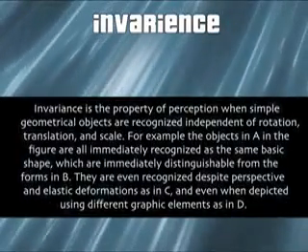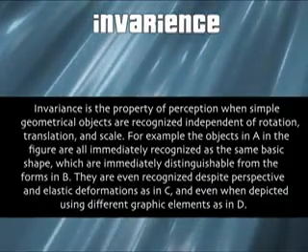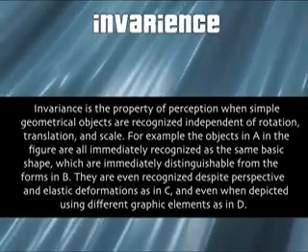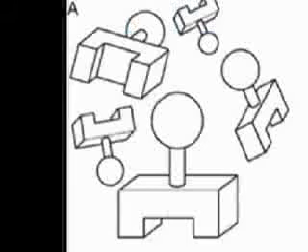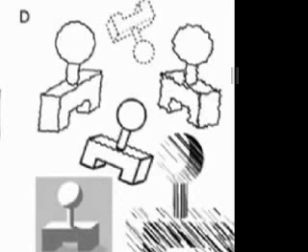Invariance is the property of perception whereby simple geometrical objects are recognized independent of rotation, translation, and scale, as well as other variations such as elastic deformations, different lighting, and different component features. For example, the objects in A and the figure are all immediately recognized as the same basic shape, which are immediately distinguishable from the forms in B. They are even recognized despite perspective and elastic deformations as in C, and when depicted using different graphic elements as in D.